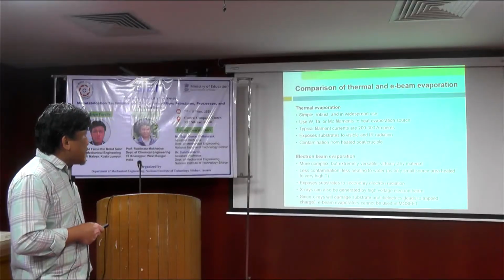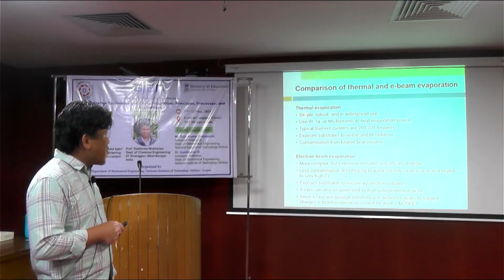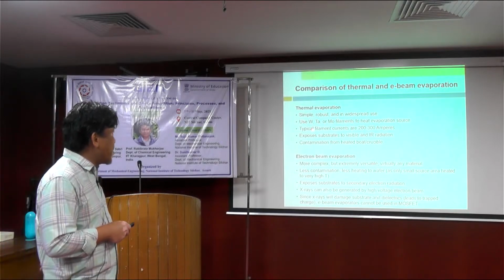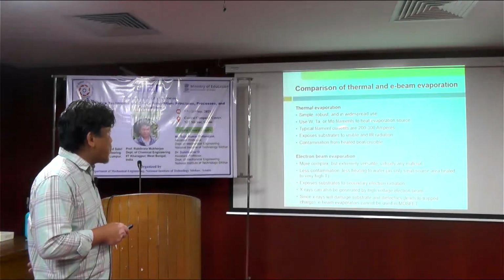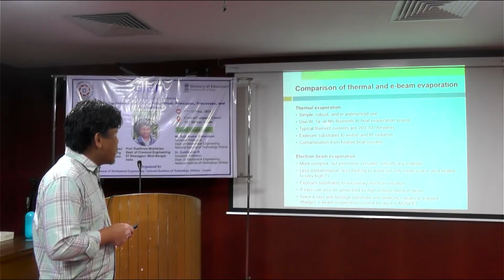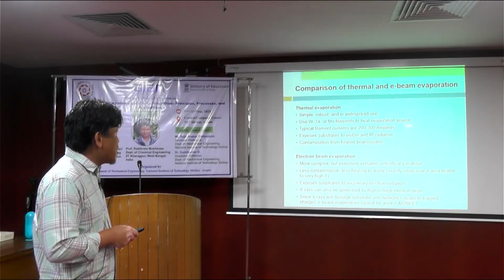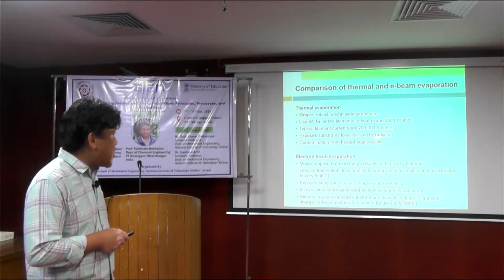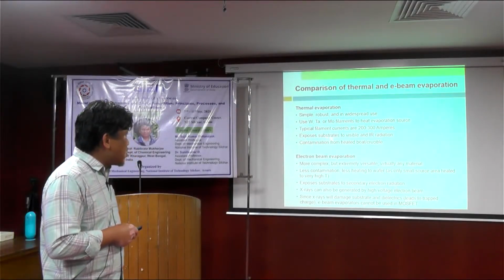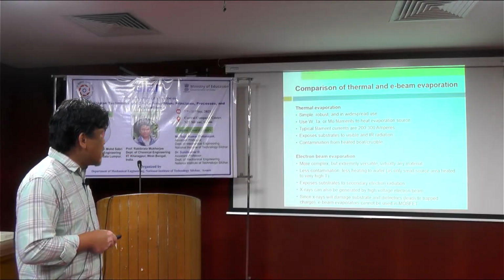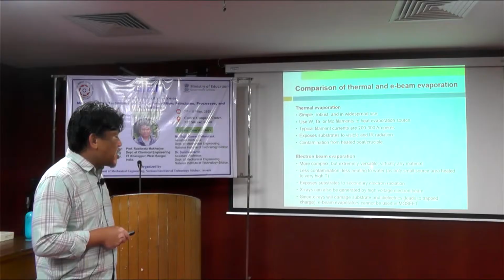In comparison, thermal evaporation is simpler than electron beam, robust and in widespread use. It uses a tungsten or molybdenum filament to heat the evaporation source, typical filament current is 200 to 300 amperes, and it exposes the substrate to visible or IR radiation. In comparison, electron beam is more complex but extremely versatile.